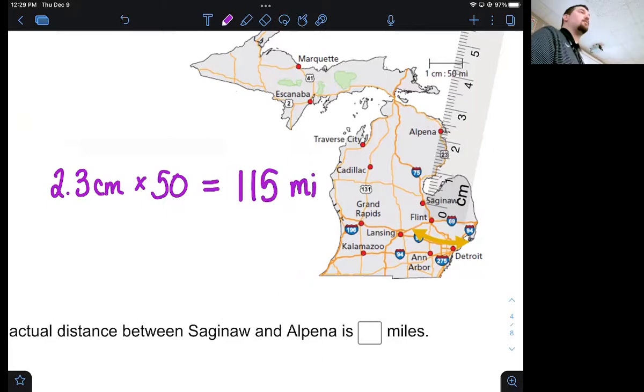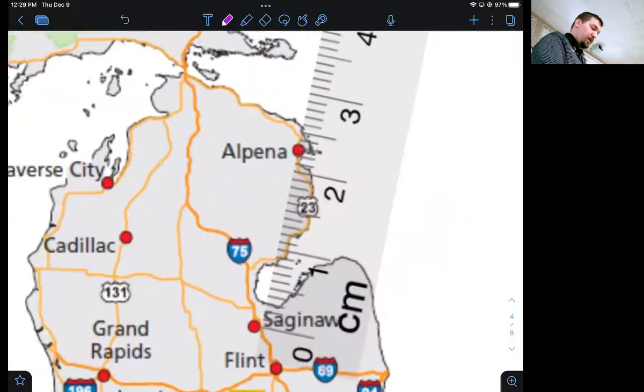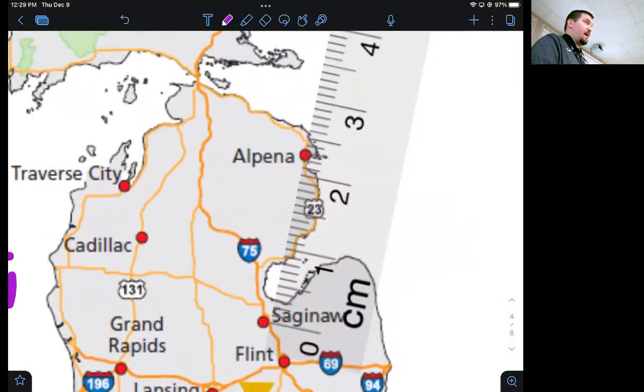Huh? Does that work? No. It doesn't work. Okay. So it's obviously not 2.3, even though I think my ruler says 2.3. That's why we're looking at these together. What do you want to try next, Gage?